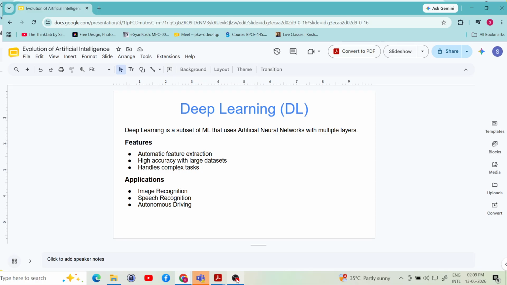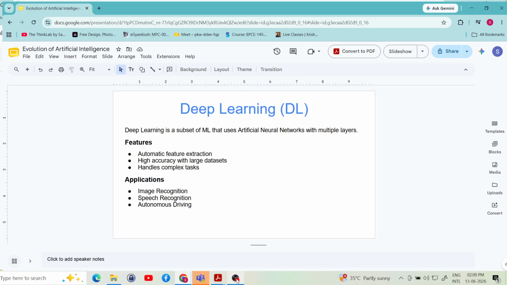Deep learning removes the need for manual feature extraction, right? We perform manual feature extraction in machine learning, but that is removed in deep learning. It automatically learns from complex patterns, like image recognition, speech recognition and self-driving cars. For instance, a deep learning model can identify a cat in an image without being explicitly told what features define a cat, right?